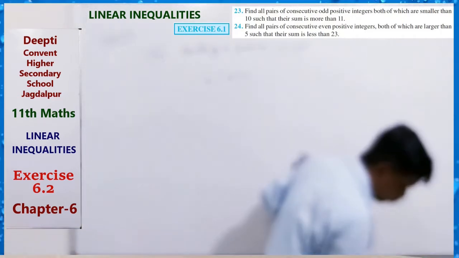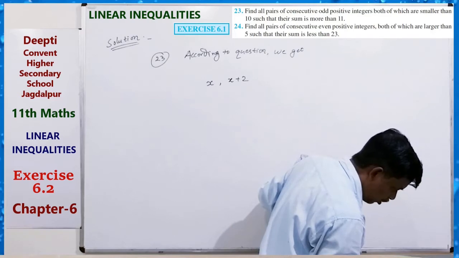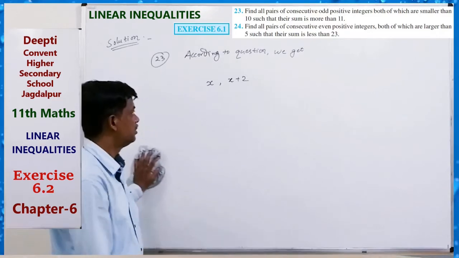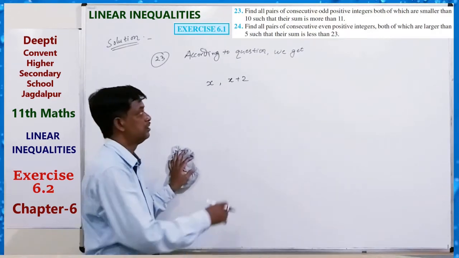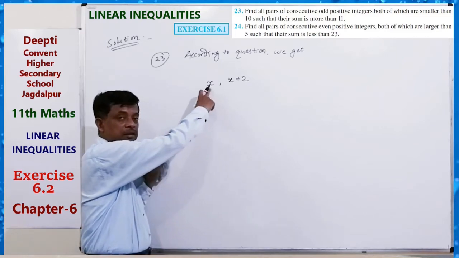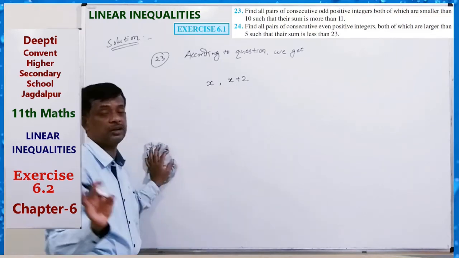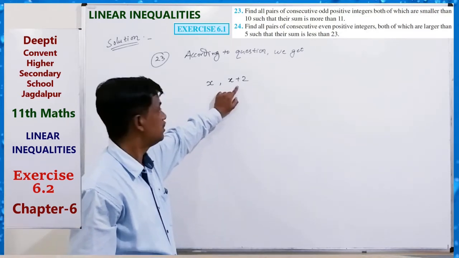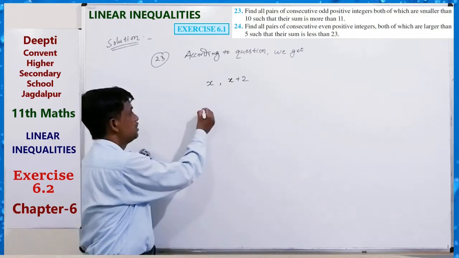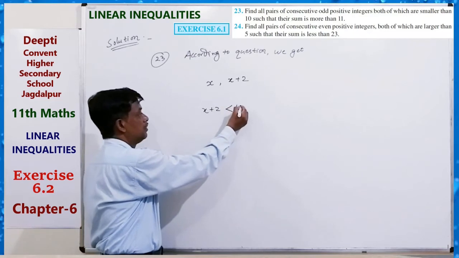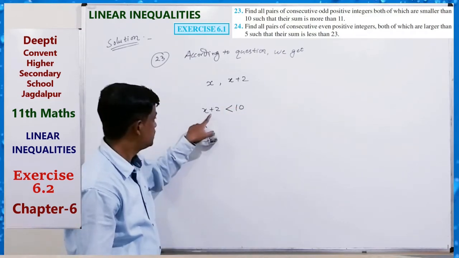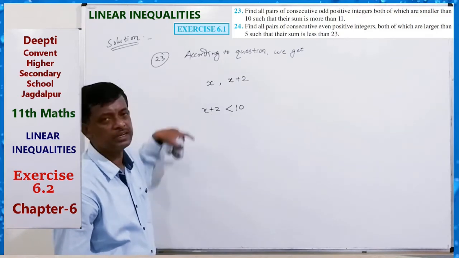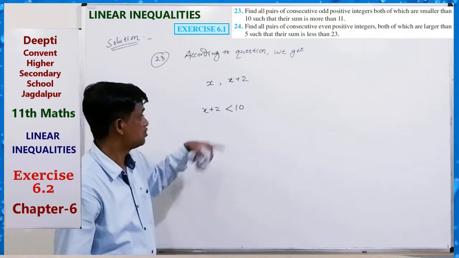Both of which are smaller than 10, and the sum is more than 11. If x is smaller than 10, then x plus 2 is larger, so both are smaller than 10 if x plus 2 is less than 10.